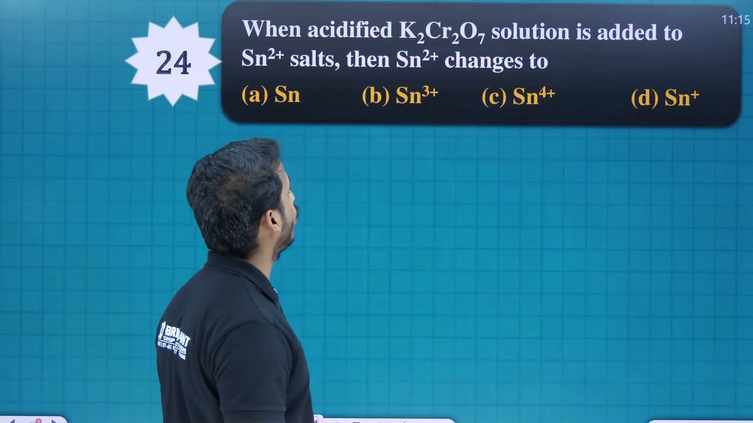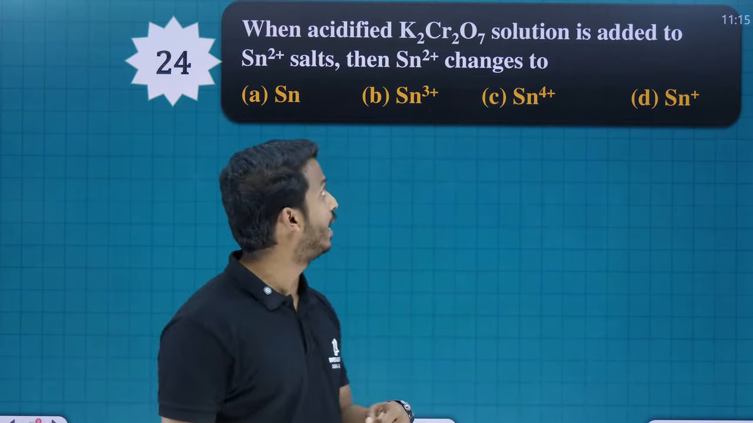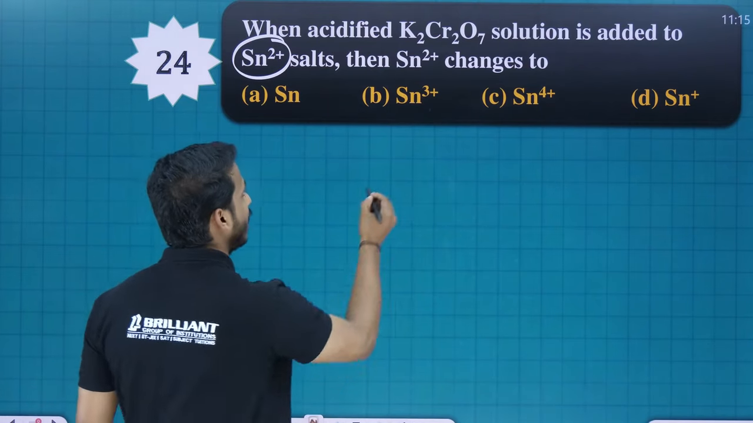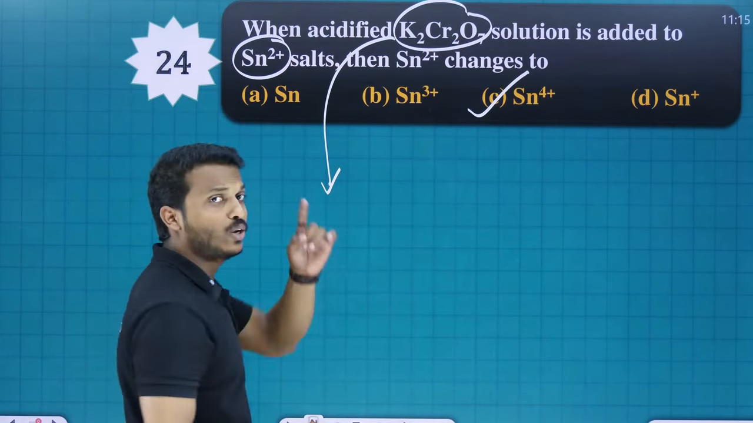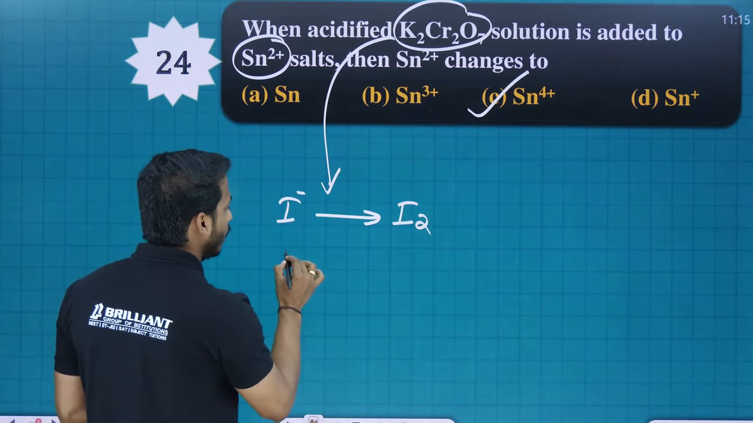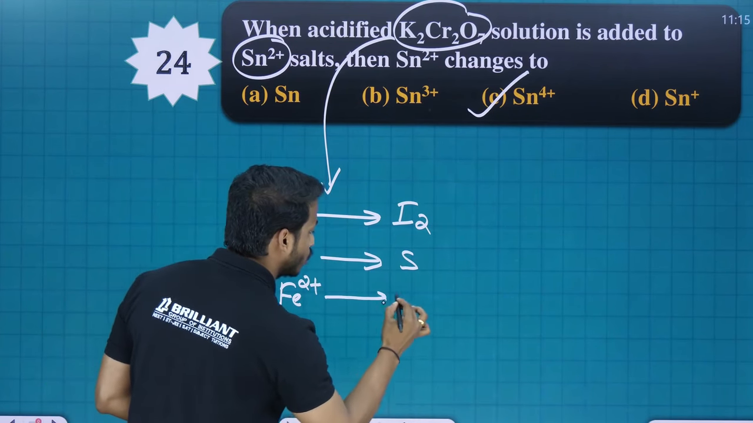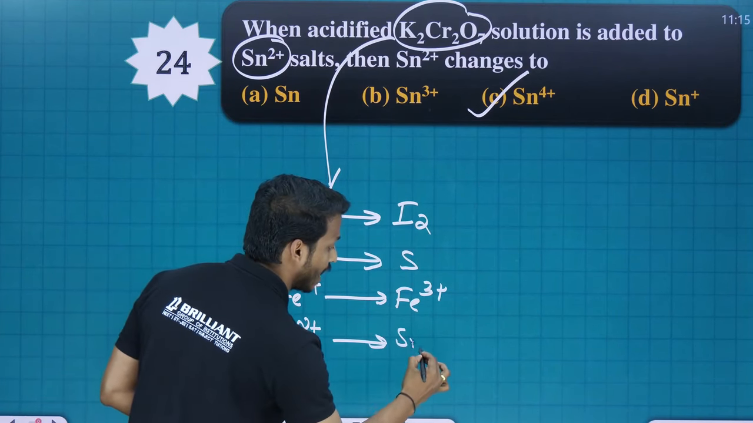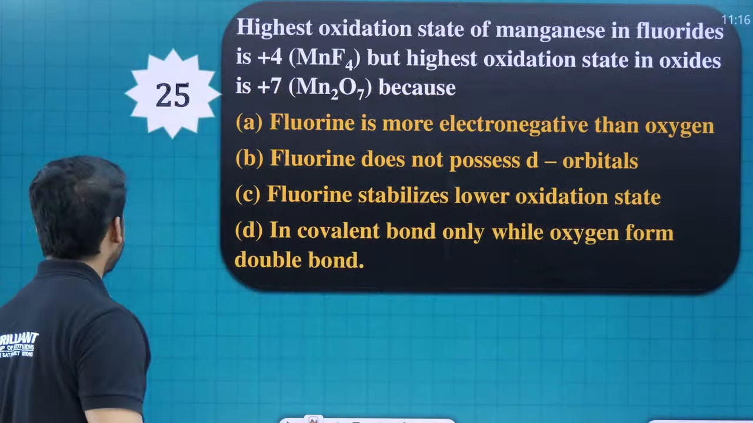When acidified K2Cr2O7 solution, potassium dichromate, is added, it is also a very strong oxidizing agent. It converts Sn2+, called stannous, to stannic. What is stannic? Sn4+. Please note it all. What all conversions are done by K2Cr2O7? K2Cr2O7 converts iodide to iodine, sulfide S2 minus to sulfur, and ferrous to ferric. And stannous Sn2+ becomes stannic Sn4+, right? So the conversion is important. What to what?